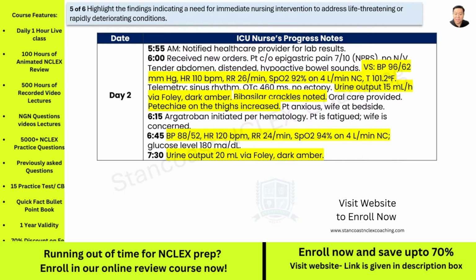This is also life-threatening. This also requires escalation and making sure that we are making follow-up on our consultation with nephrology as ordered. Now, what are the items that we should not highlight here? Well, one of those is the epigastric pain of 7 out of 10 per numeric pain rating scale. And that is something that was assessed at 6 in the morning. Why are we not highlighting this one?